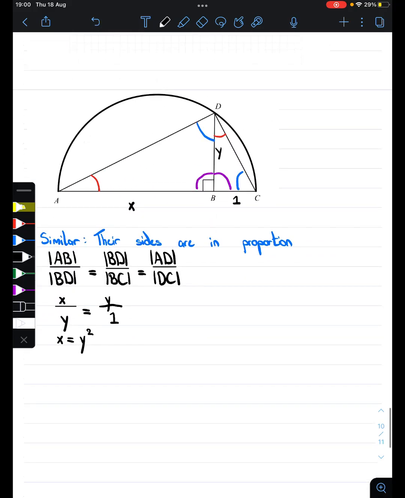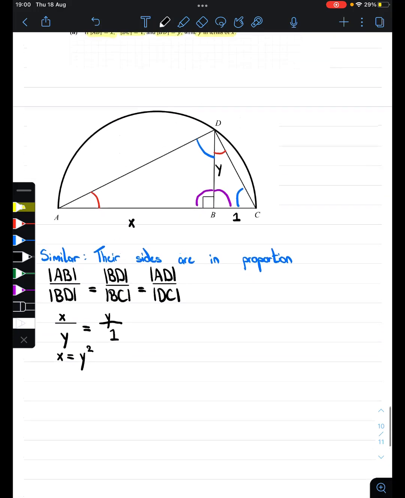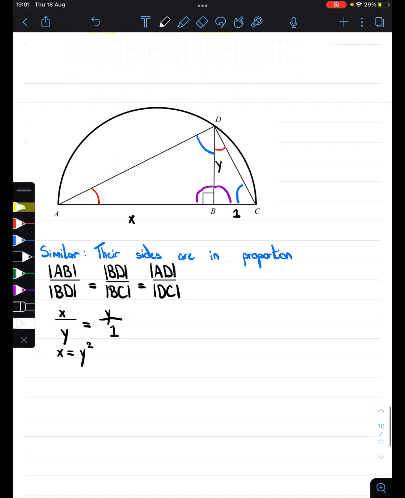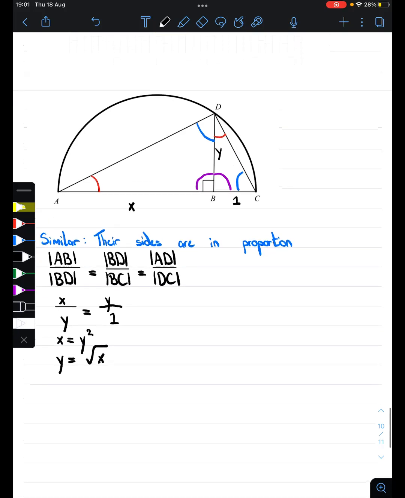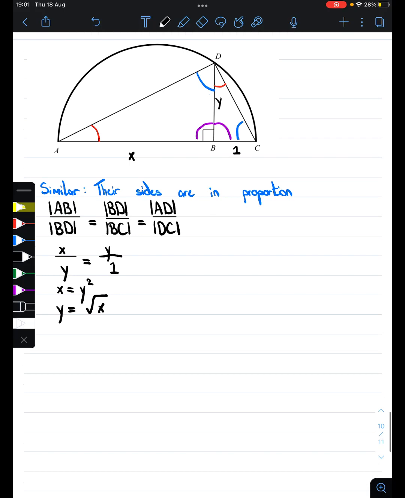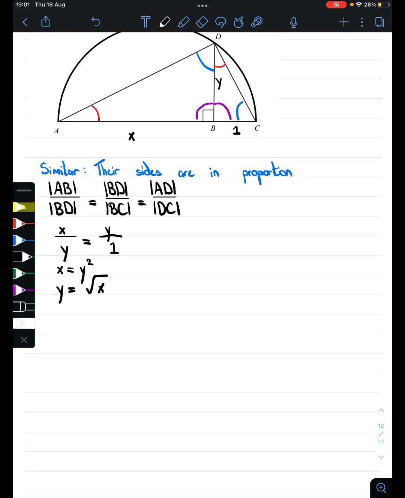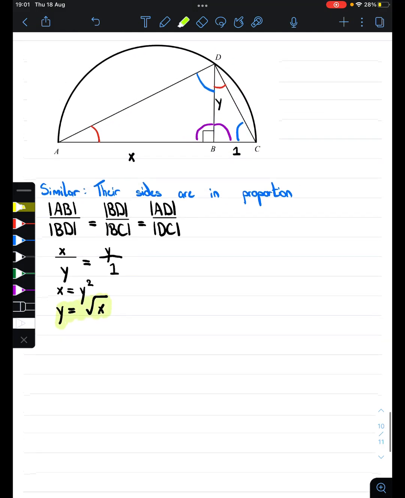We want to write y in terms of x, not x in terms of y. So if we take the square root of both sides, we get y equals the square root of x. We don't have to worry about plus or minus when we take the square root, because we're just talking about length, so everything is positive here. So y is equal to the square root of x. Whatever x is, y is the square root of it.